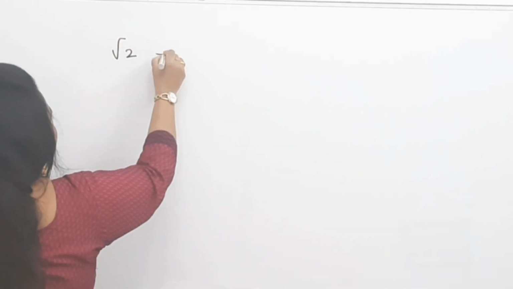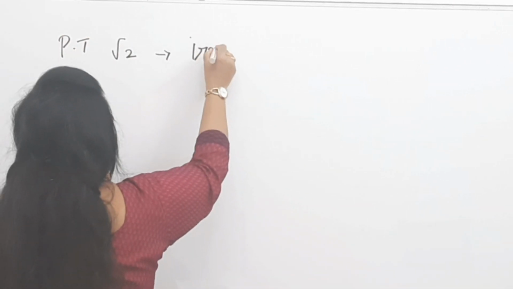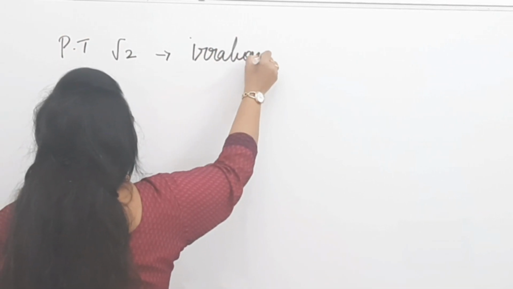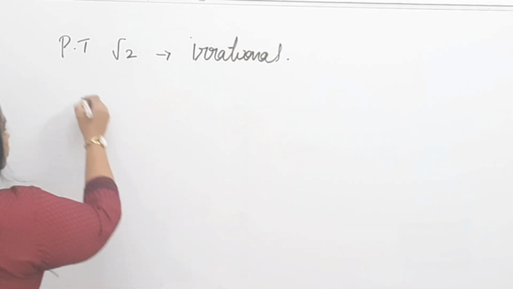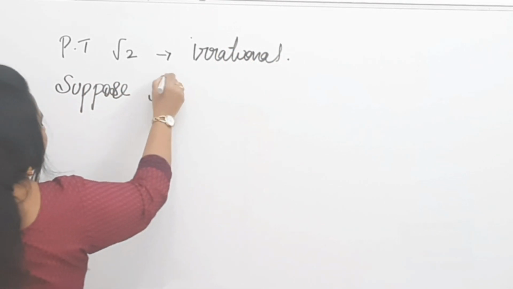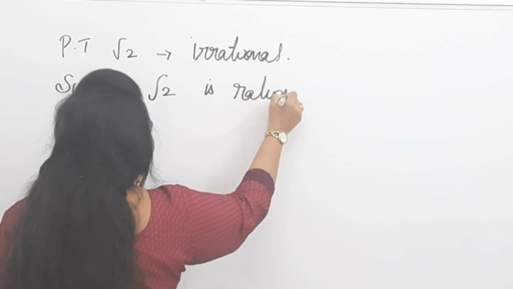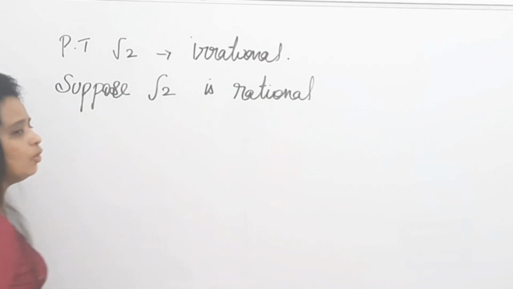Now, I have to prove root 2 is irrational. So, what am I going to do? Suppose root 2 is rational. So, I'm taking, suppose root 2 is rational. That is, we are assuming the contradiction.